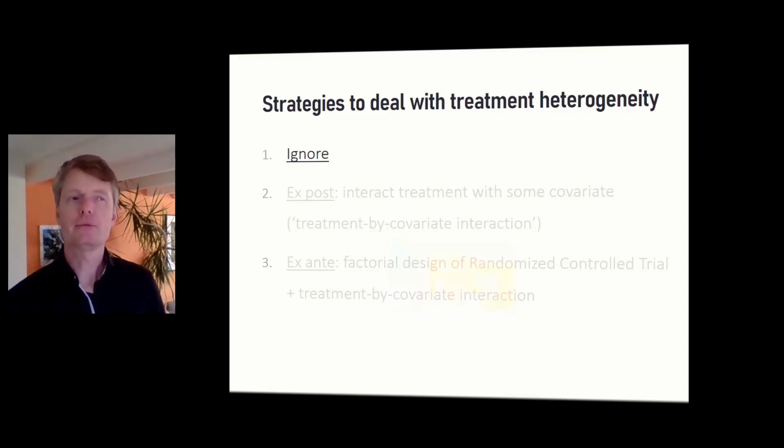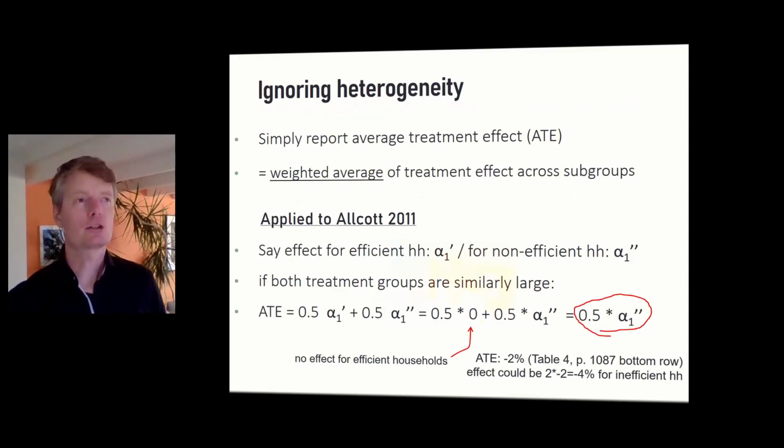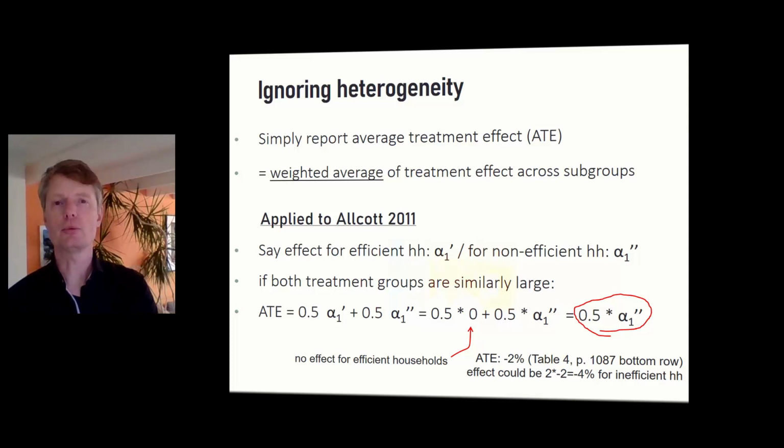Alright, so say now that we ignore it, so we stay with what we learned in Econometrics 1. So we simply report the average treatment effect. Well, you should realize that what you report then is basically the weighted average of the treatment effect across subgroups. So what does it mean? Let's apply that to Alcott 2011. Say that we look at the treatment effect for two subgroups.